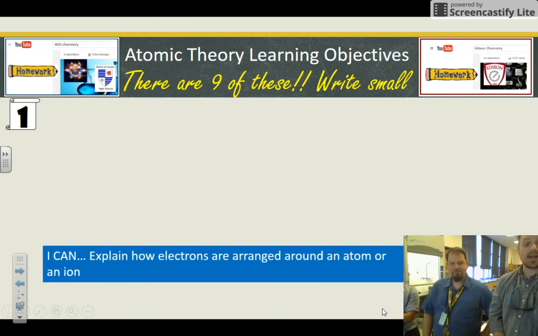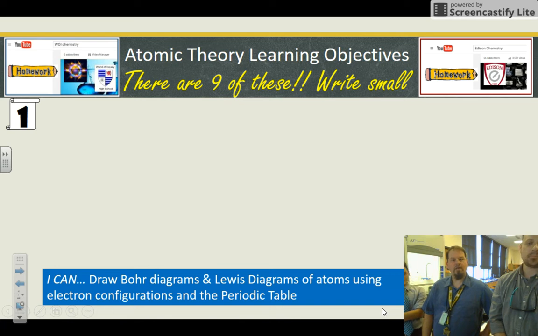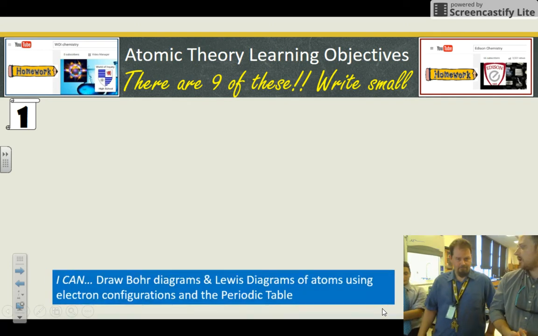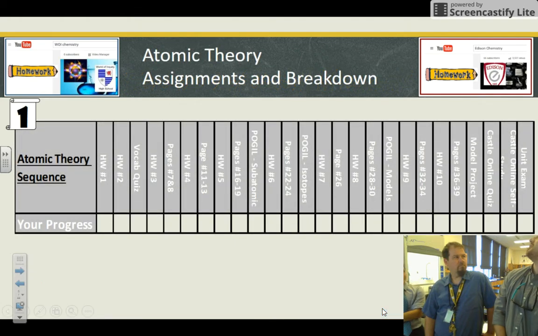Isotopes. I can explain how electrons are arranged around an atom or an ion. How do they fit in their spots? And I can draw Bohr diagrams and Lewis diagrams. So there's 2 different kinds. You got to know how to do each, of atoms using electron configurations and that handy dandy periodic table. I can explain how electrons behave around an atom to create colored light. Fireworks, how do those work? Yeah, fireworks, neon signs, fluorescent tube lights, even.